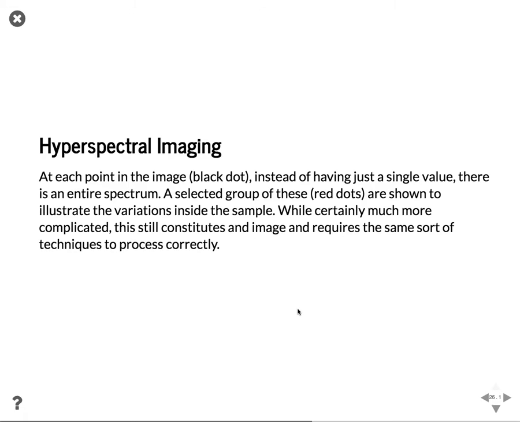This taken to an extreme is called hyperspectral imaging. Has anyone heard of this before? No? Okay. So this is where you have an entire spectrum at each point in your data set. Each point has a spatial position and an entire spectrum associated with it.